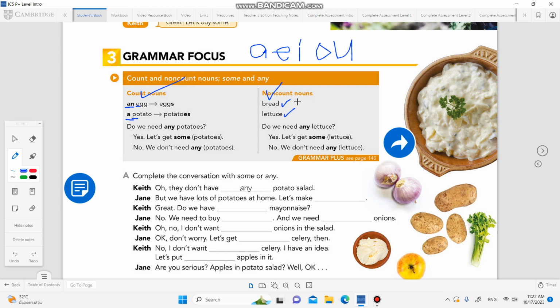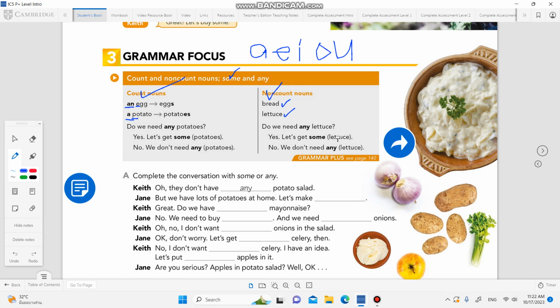All right. Next is some. Some is used for an unspecified number or amount of people or things. So we use some for affirmative sentences. Affirmative sentences, or positive sentences. Okay, I will give you some examples.